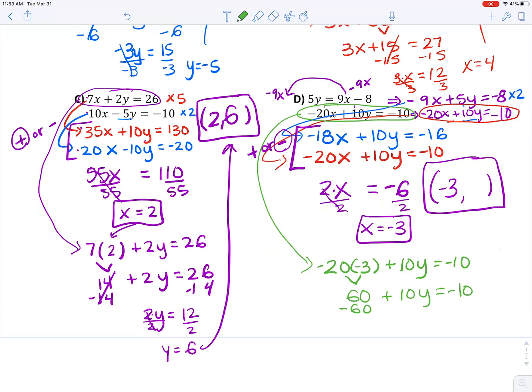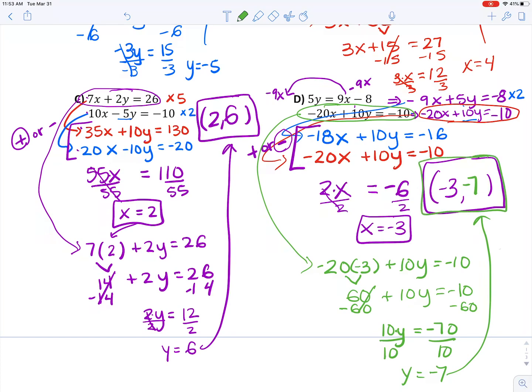Okay, how do you undo that positive 60? You subtract it. So now we have 10y is equal to negative 70. How do you undo 10 times y? You divide by 10. So y is equal to negative 7. And that negative 7 goes right in here into our coordinate point. So we get negative 3, negative 7 is our answer.